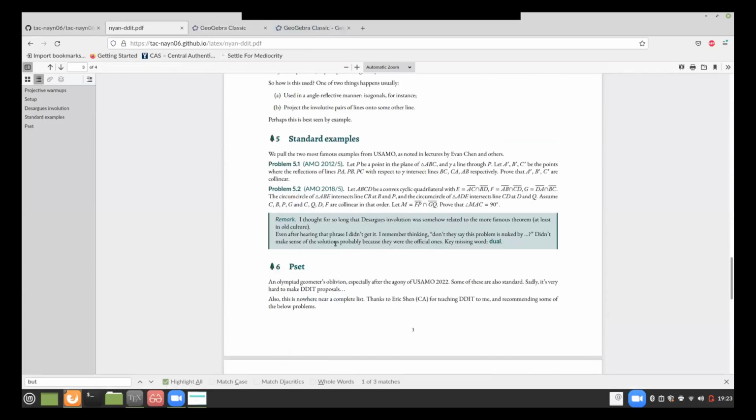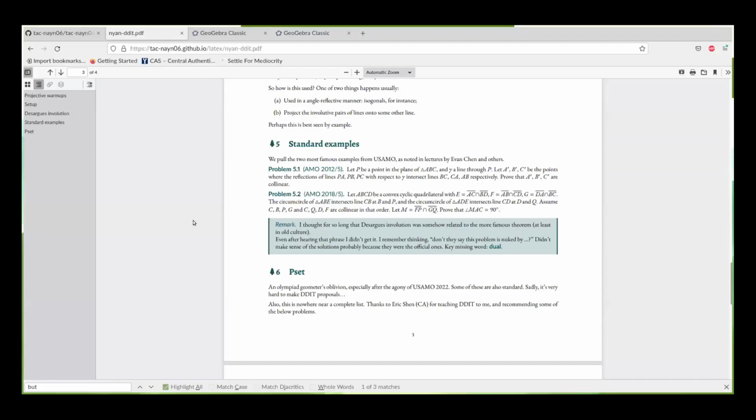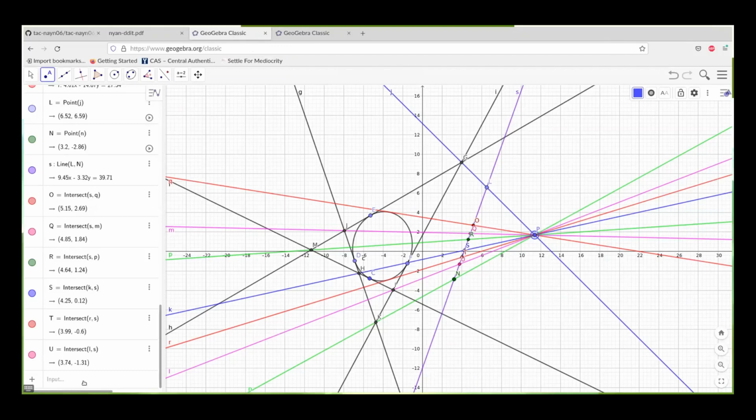I think the USAMO problem is quite instructive, although it is somewhat trivial. Trivial? Well, it's trivial as long as you use DDIT, but without it, I don't even know if there is a non-complex bash solution. Because as far as I know, the only other solution is bash. It's 5.1 on my handout.